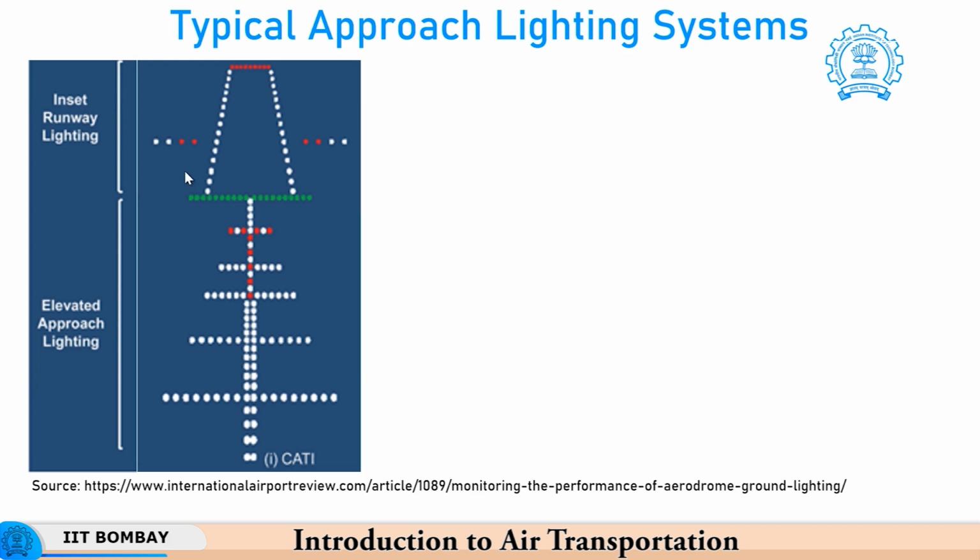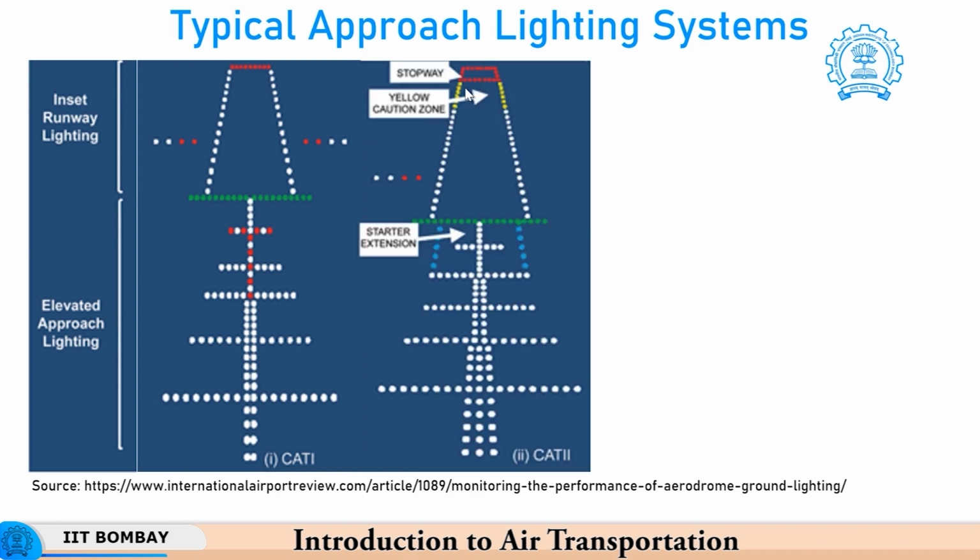So, this gives a visual indication to the pilot. If the pilot is flying below the glide slope, then you will see 3 red lights and 1 white. If you are very much below, you will see all red lights. If you are slightly above, you will see 3 white lights and 1 red light, and if you are very much above, you will see all white lights.